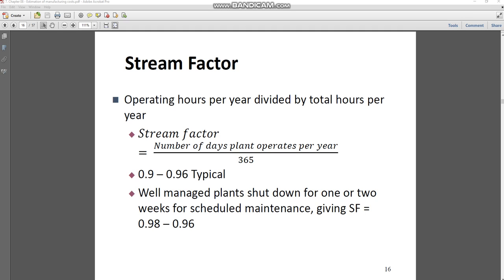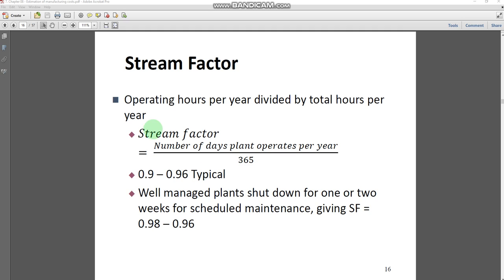Actually, stream factor represents the fraction of the year in which the plant will remain operational. So we have to calculate the factor in terms of operational hours. Operating hours per year divided by total hours per year will give you the stream factor. So the equation here is the number of days the plant operates per year divided by 365.